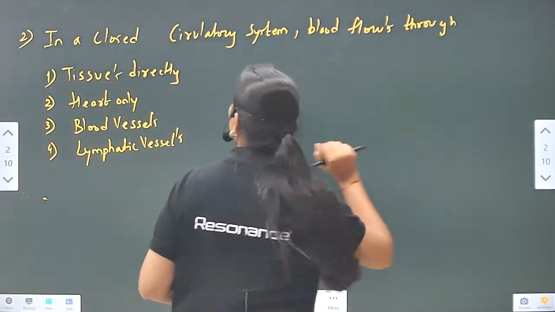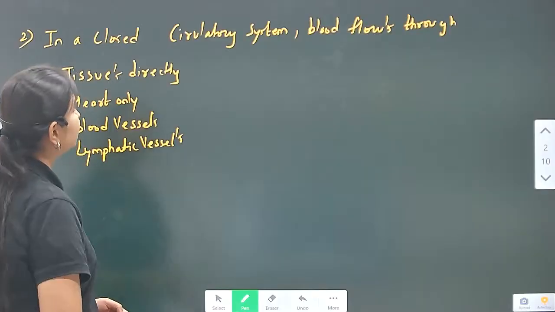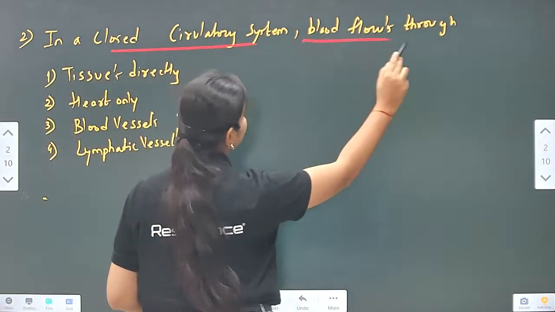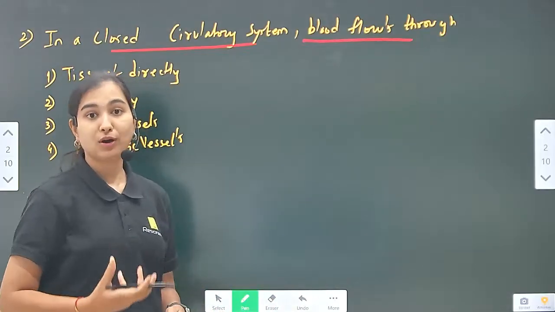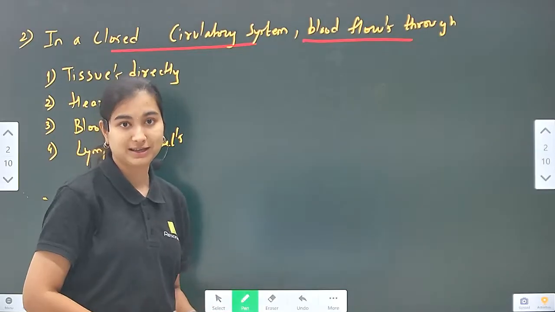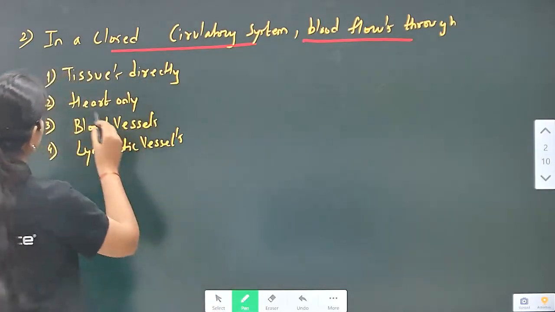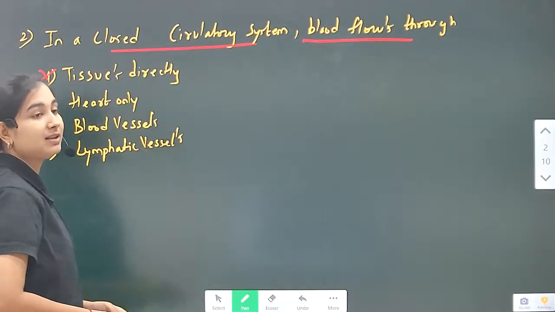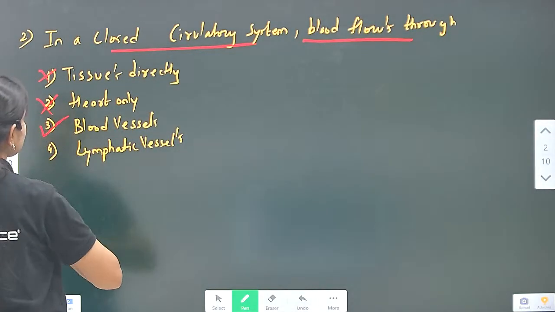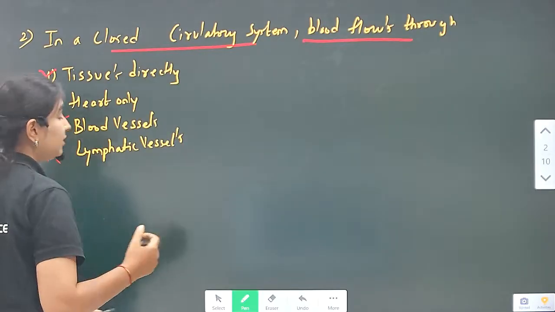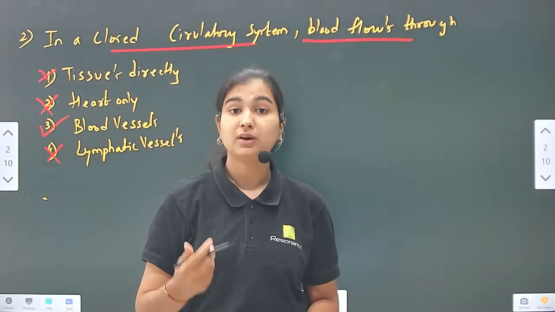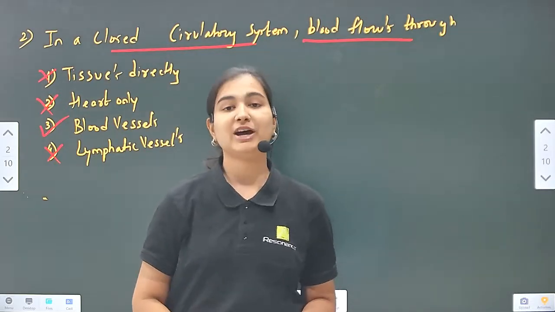Now in a closed circulatory system the blood flows through what? The blood vessels, right? And it forms a closed loop connection over there. So what's the answer? The tissues directly. Now this happens in what? In the open. Next, the heart only? No, it's the blood vessels. And is it the lymphatic one? No. Now what flows into the lymphatic vessels? It is the lymph fluid. So in today's class we'll be discussing the lymphatic system in detail.